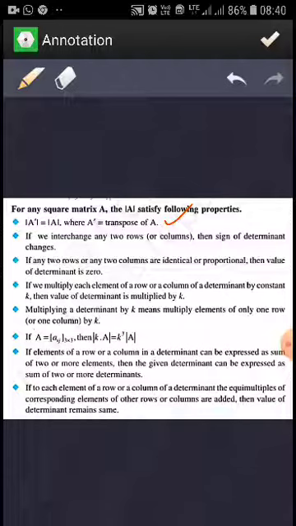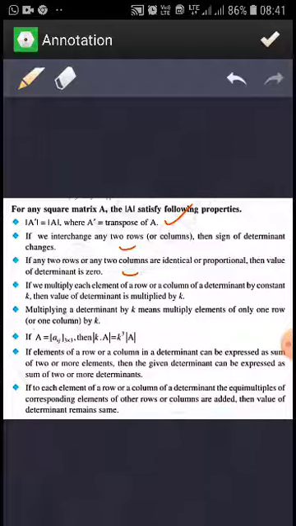Now if we interchange any two rows or columns, then the sign of the determinant changes, meaning if it is positive then it becomes negative, then positive again. If any two rows or columns in the determinant are identical or proportional, then the value of the determinant is 0. If we multiply each element of a row or column of a determinant by a constant k, then the value of the determinant will be multiplied by k.